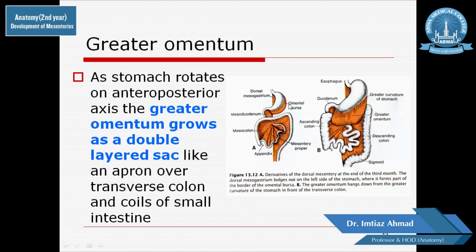The greater omentum grows as a double layered sac, like an apron, in front of the transverse colon and the coils of the small intestine. So the rotation of the stomach on the anteroposterior axis carries the greater omentum, or the dorsal mesogastrium, forward and makes a double layered sac known as the greater omentum.